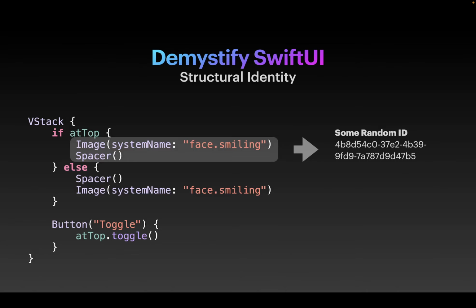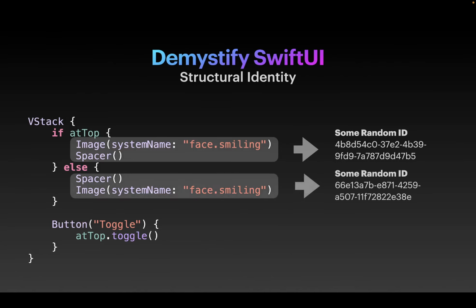The first thing SwiftUI sees is an if-else statement. Inside this if branch, it sees some view and assigns some random ID to that view. For the else branch, SwiftUI says, oh, it's a new view, and assigns another random ID, different from the previous one. So SwiftUI thinks you have two different views.